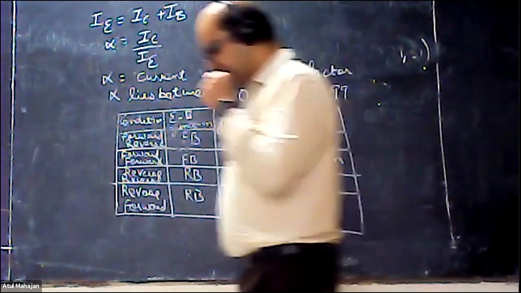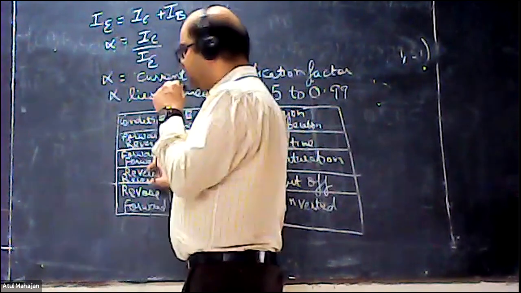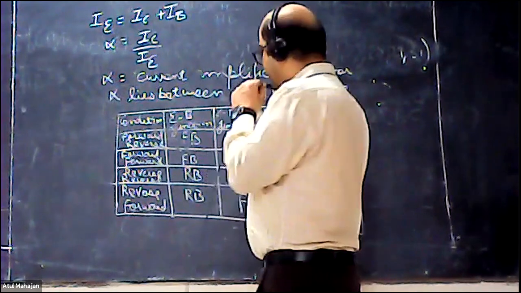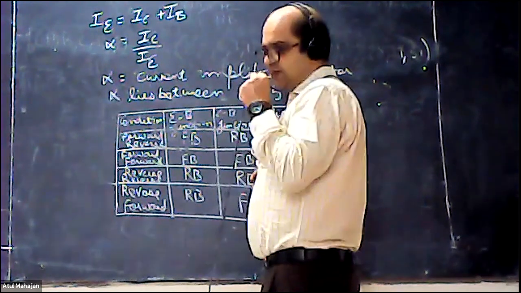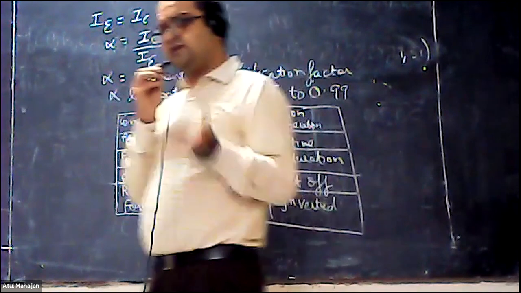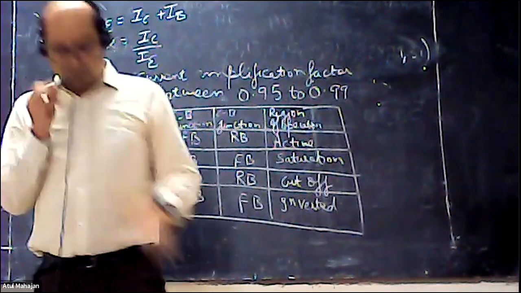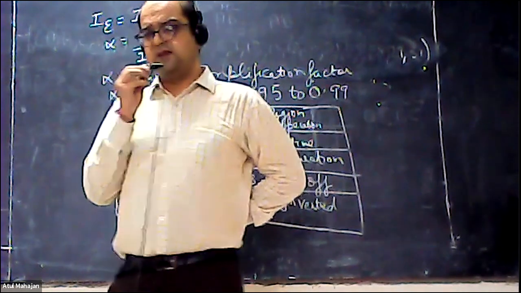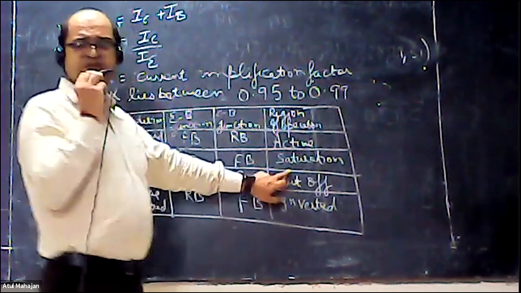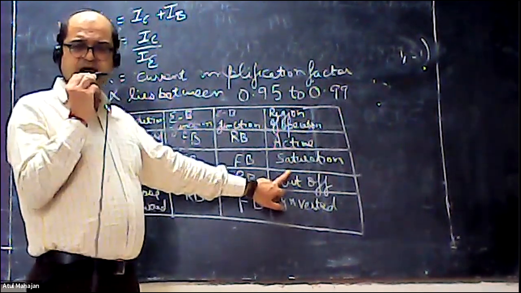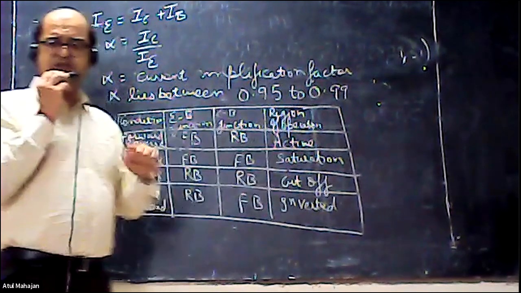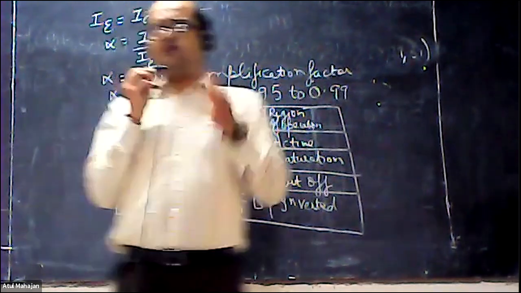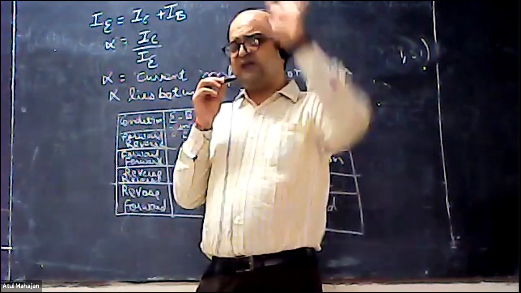Then the second condition is forward forward. Forward forward means the emitter base junction is forward biased and the collector base junction is also forward biased. When both junctions are forward biased, the transistor will work in the saturation region. Why is it termed saturation region? Because when we talk about saturation, the whole circuit will act as a short circuit.